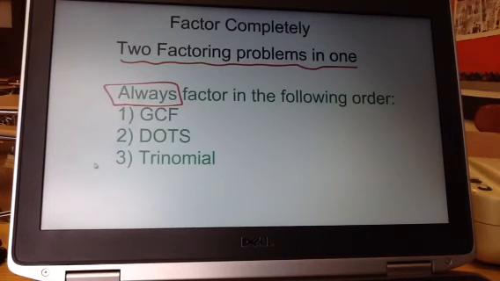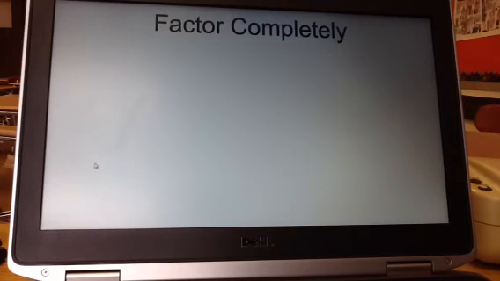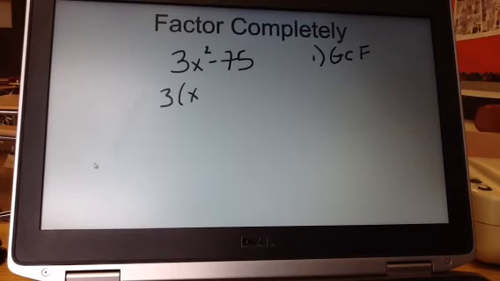Let's take a look at a factor completely example. So it will definitely look something like this. 3x squared minus 75. So first I check to see if there is a GCF. And is there a number or a letter that appears in both terms? Absolutely. I'm going to pull out a 3, and I'm going to be left with x squared minus 25.